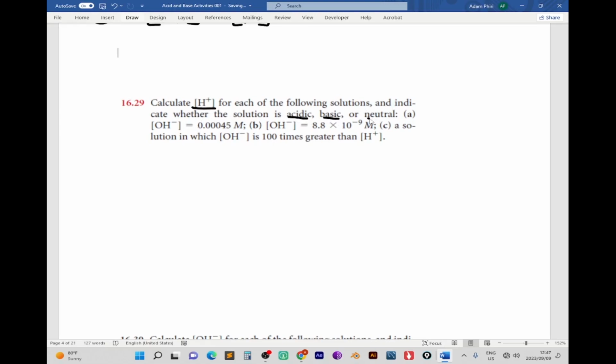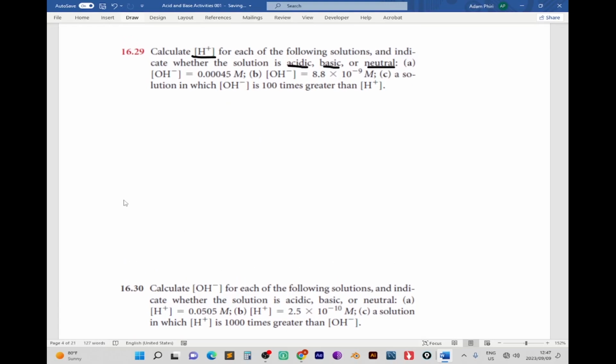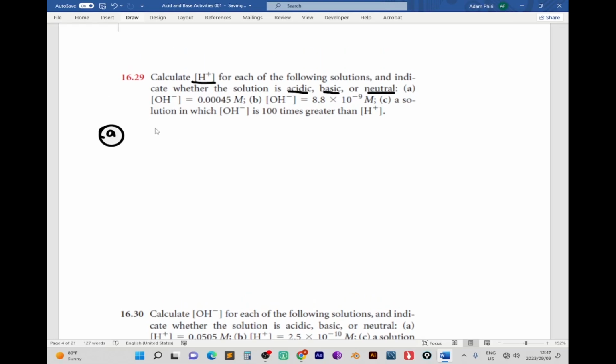And then you also have to calculate the concentration in the following solutions, indicating whether it's acid or base. So for A, we have hydroxide there. Remember to pause the question and then solve the problem. So pausing the question, for A, we are given hydroxide. We are given the base in this case.